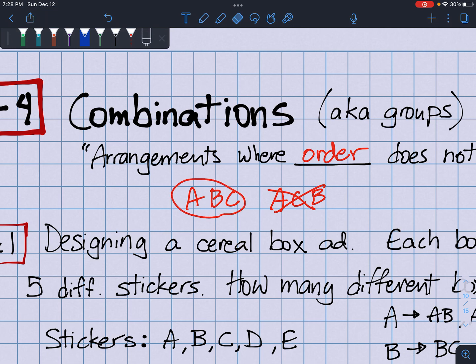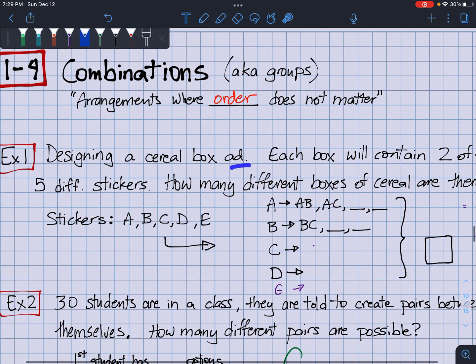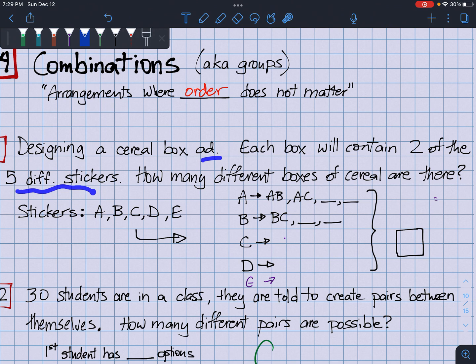Okay? So our answers in 1-4 will be smaller than our answers in 1-3 because there'll be fewer combinations, since we're ignoring order. All right, let's go through an example of how we might do this. Say we're designing cereal box ads, and in this ad, you have to have 2 of the 5 different stickers in each box. So how many different boxes of cereal are there on the shelves?